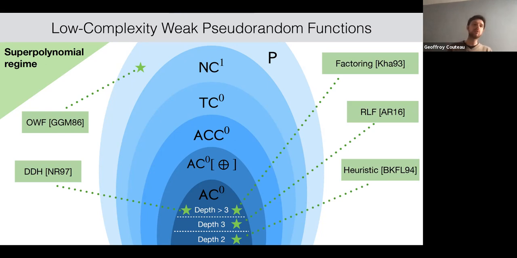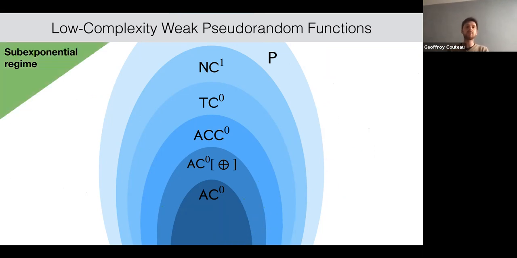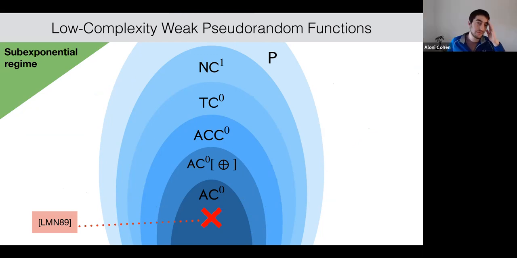However, if we insist now on not having just some superpolynomial stretch, if we think that this is not sufficient for cryptography, then the picture becomes much less clear. First, a classical result from Linial, Mansour. Sorry, what's the difference between the last slide and this slide? I missed it. Yeah, the last slide says we only require superpolynomial security of the primitive. Now we require that it can achieve subexponential security.